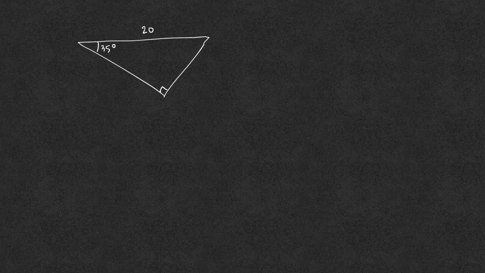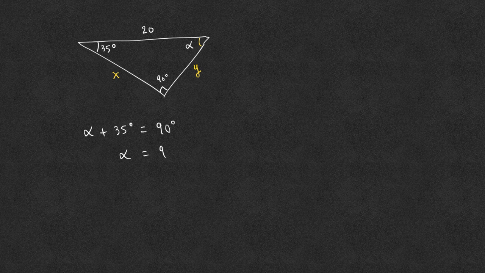Solve the triangle. To solve the triangle is to find the length of any missing sides and the missing angles. The sum of all three angles adds up to 180 degrees, but the measure of a right angle is already 90 degrees, and so if alpha is the missing angle, alpha plus 35 degrees has to be the remaining 90 degrees. Alpha is therefore 90 degrees minus 35 degrees, which is 55 degrees.